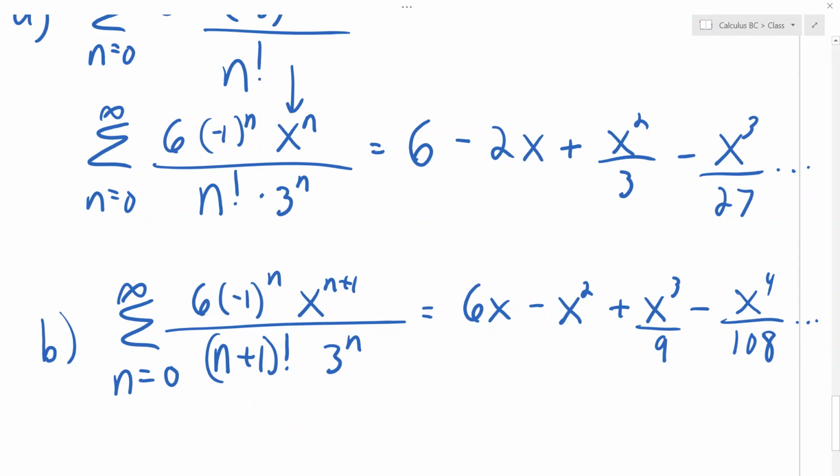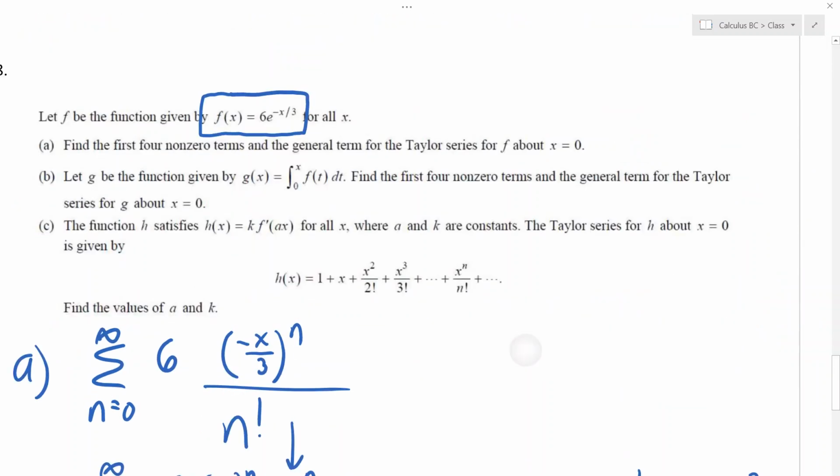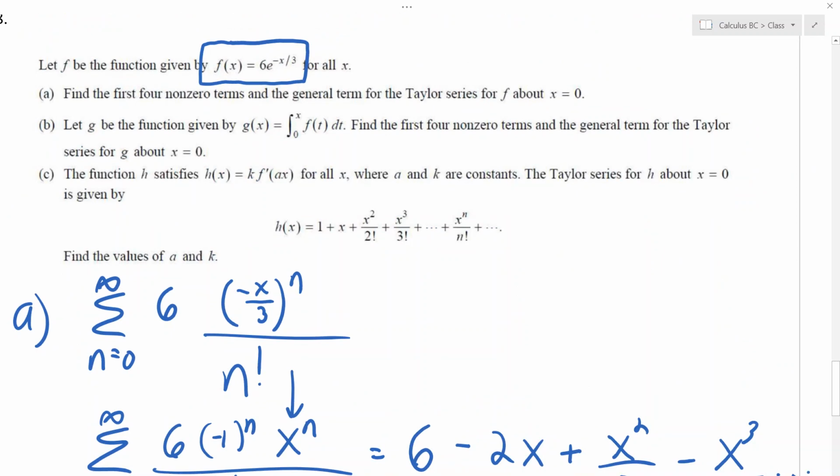All right, so we got all that. That's that. What's part C say? The function h, which is k times f prime of ax. This is a tough question. So here, let me steal this. What just happened there? I'm trying to grab. Oh, it's a lasso. Whatever. Okay, it is the Taylor series for this thing. Find the values of a and k.